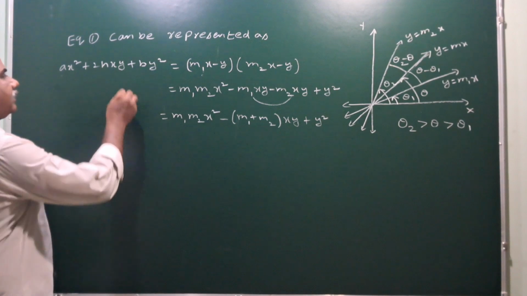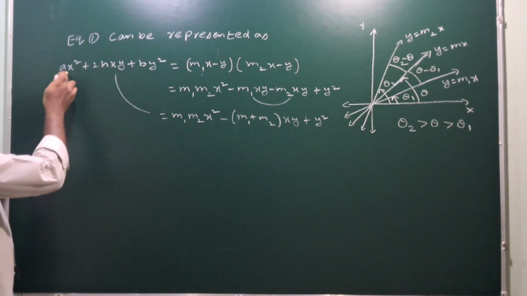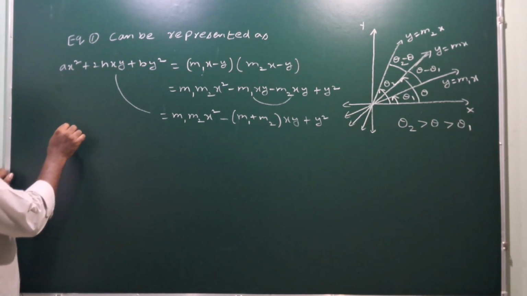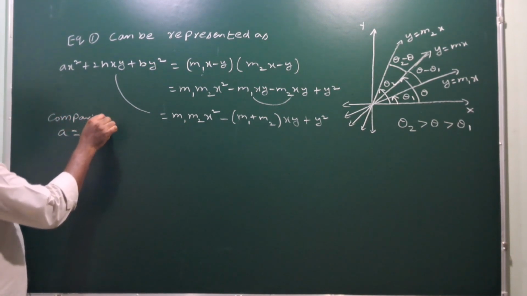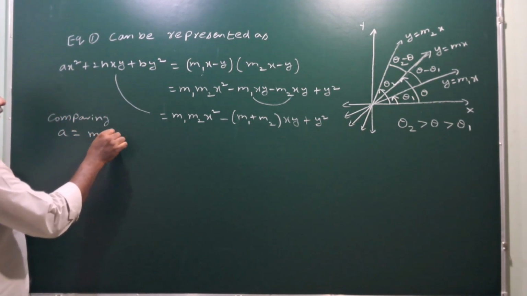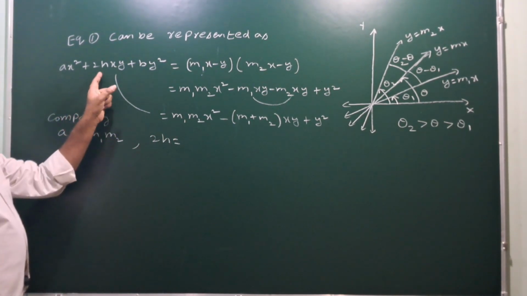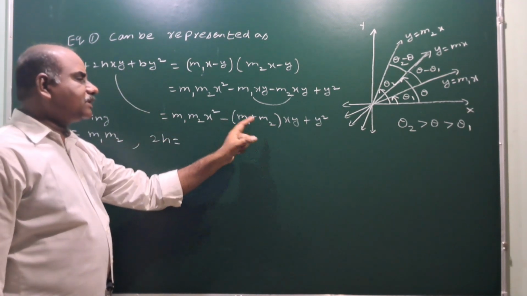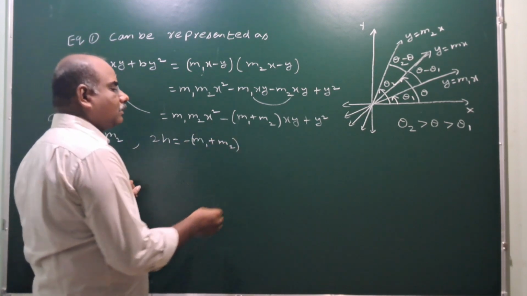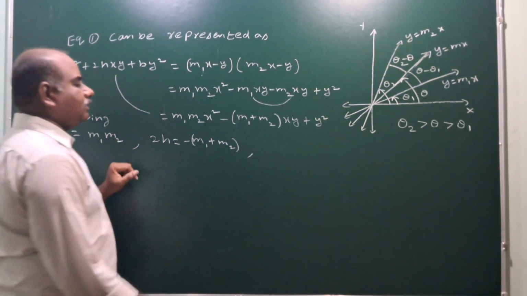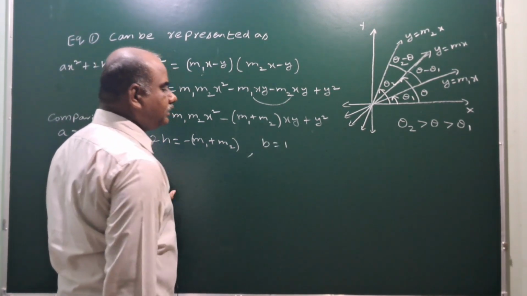Okay, now comparing these two equations, we get the values of a, 2h, b. Here a is the coefficient of x square on the left side. So comparing, a is equal to m1 m2. 2h is the coefficient of xy on the left side, and on the right side it is minus of m1 plus m2. The coefficient of y square is b on the left side, and on the right side here only one y square is there, so it is equal to 1.